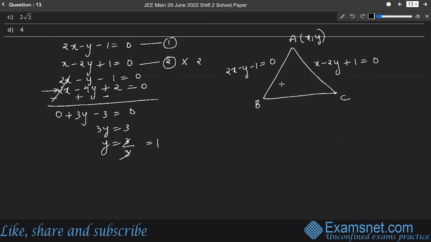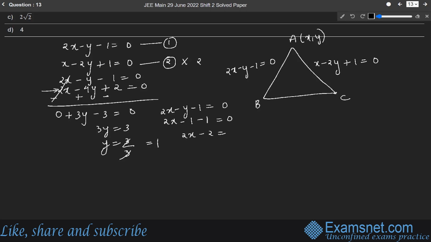Now let us do one thing. Let us put this value of y in any of the equations, right? So let us put it in equation number 1. What is equation number 1? 2x minus y minus 1 is equal to 0. So let us put the value of y here. So 2x minus y. What is y? 1. Minus 1 is equal to 0.